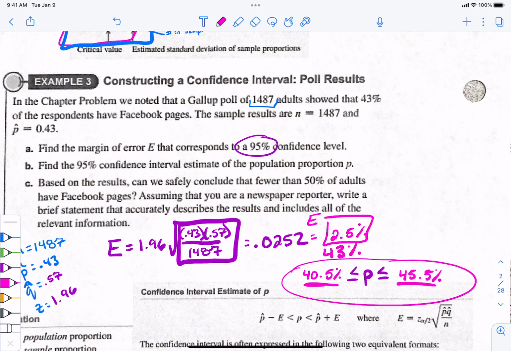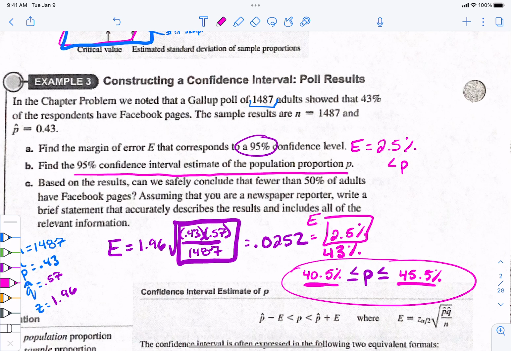So part A, we did all of the steps all together. So here we go. Listen. Part A, find the margin of error. What was the margin of error? 2.5%. Okay, find a 95% confidence interval estimate of the proportion.